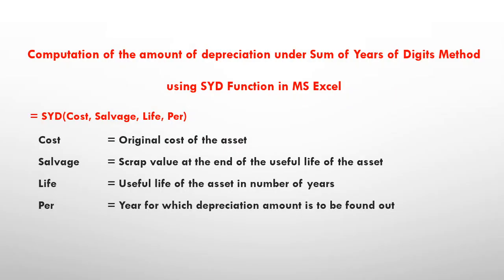Computation of the amount of depreciation under sum of years of digits method using SYD function in MS Excel is equal to SYD open parenthesis cost, salvage, life, PER close parenthesis. Cost is original cost of the asset. Salvage is the scrap value at the end of the useful life of the asset. Life is the useful life of the asset in number of years. PER refers to the year for which depreciation amount is to be found out.